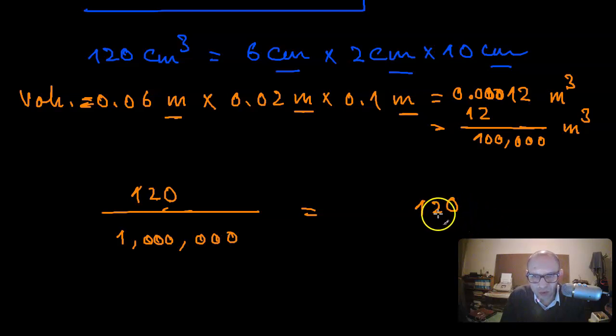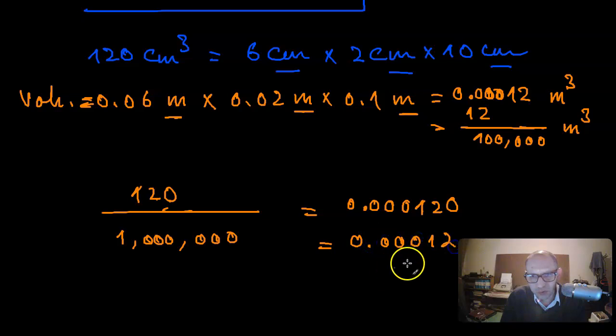So that would be 1, 2, 3, 4, 5, and 6 decimal places, which you can write as 0.00012, right? The exact same number. So that essentially means that whatever the measurement was in cubic centimeter, if you were to write it in cubic meter, the same number has to be divided by a million, basically, right?